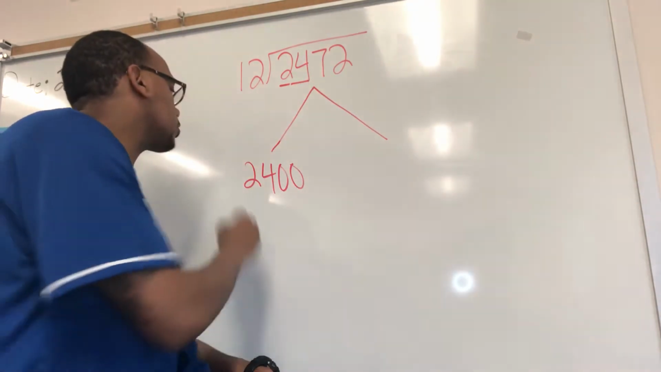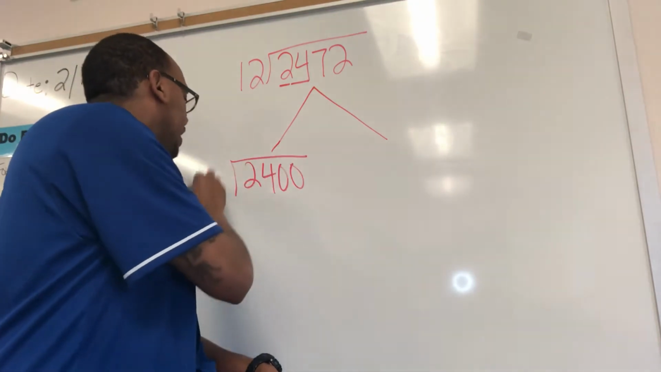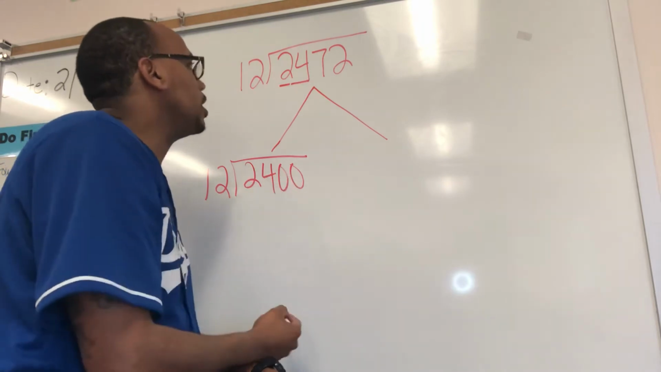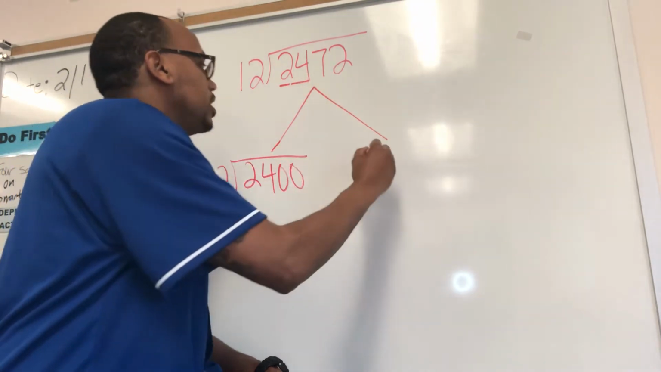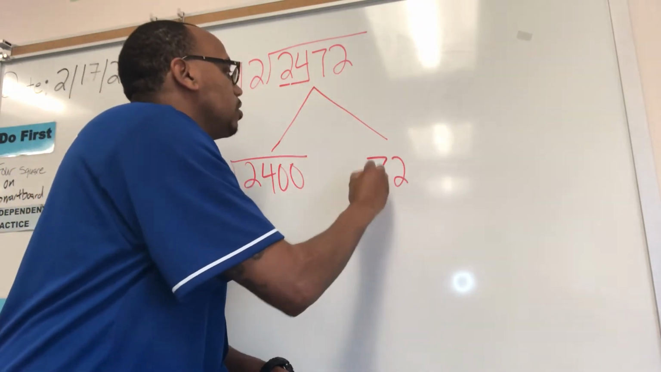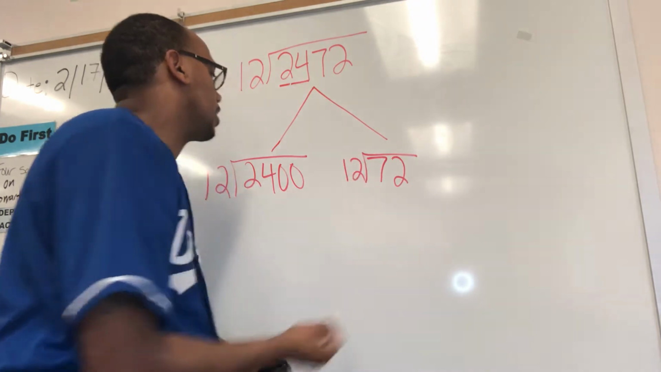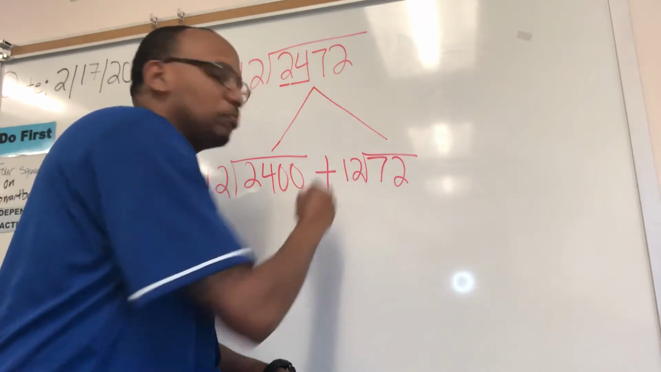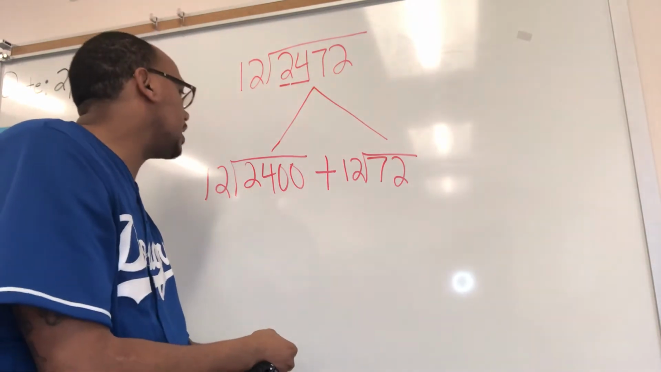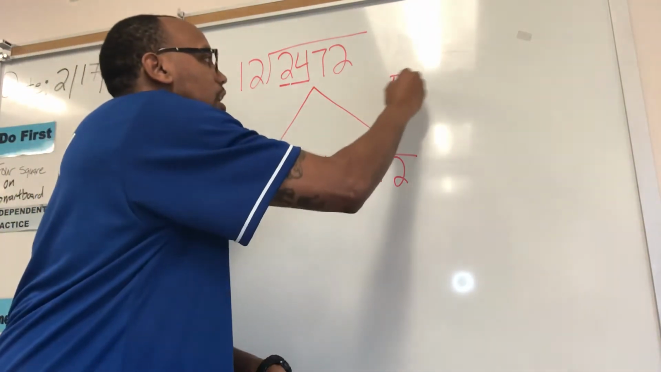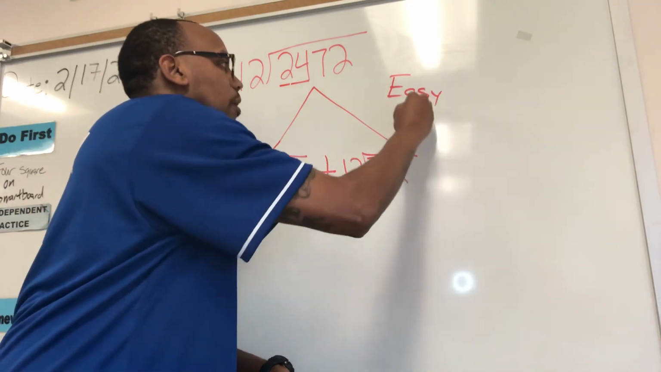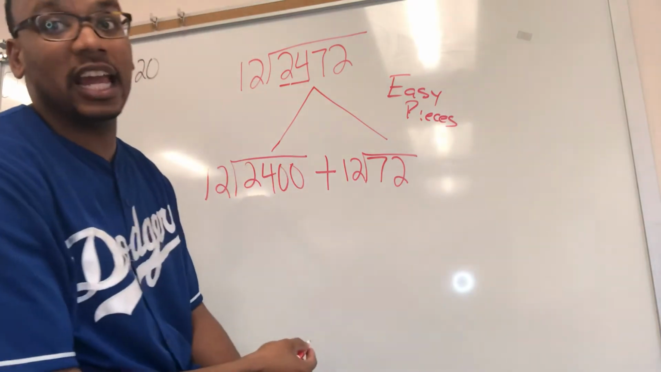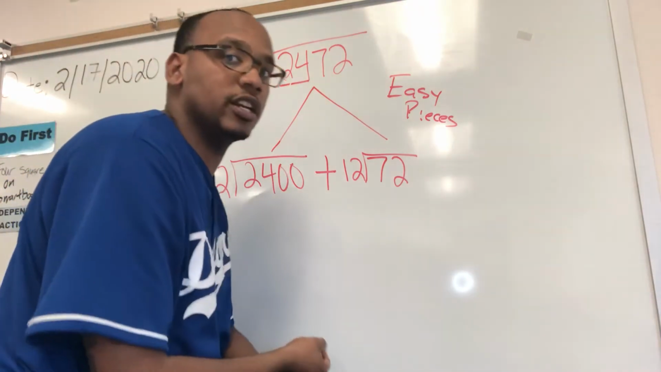So I'm going to break that up into 2,400, divide that by 12, and if that's 2,400, I only have 72 left. So I'm going to do 72 divided by 12. When I'm done, I'm just going to add the 2 pieces back together. All right, again, this is easy pieces. Easy pieces could be done in any operation, but this is how I do it in division.